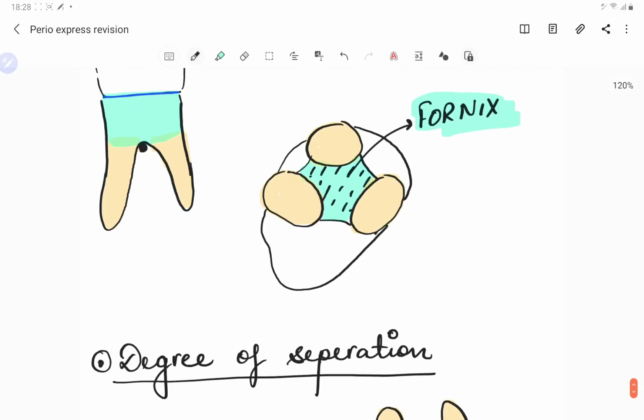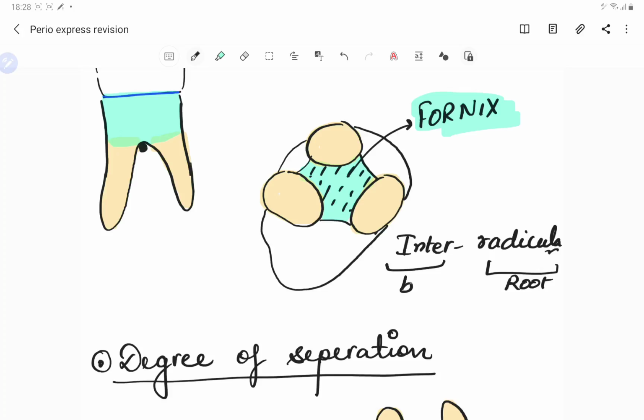And before the degree of separation, we have the interradicular dimension. Let's write it here: interradicular. The radicular word is for roots, right? Inter means in between. The measurement in between the roots is what we call the interradicular dimension. This again plays a very important role. Basically, the interradicular dimension is the separation between the two root cones.